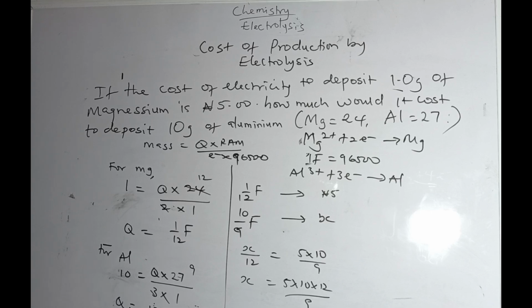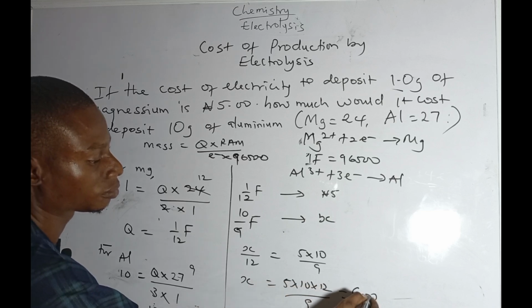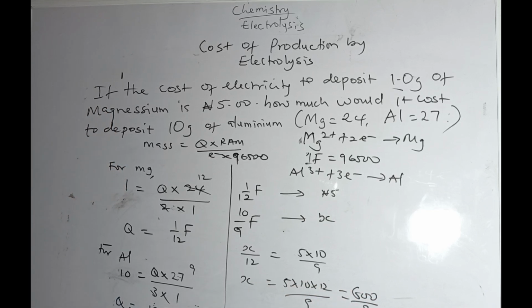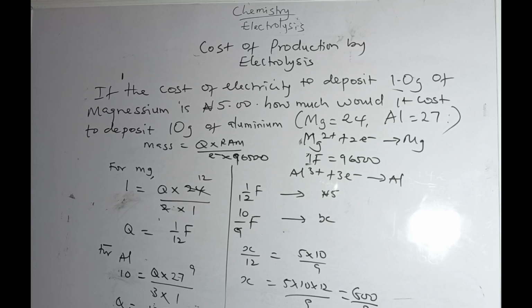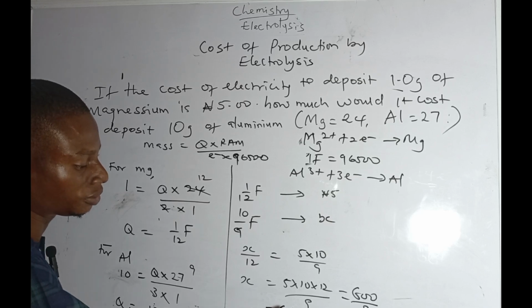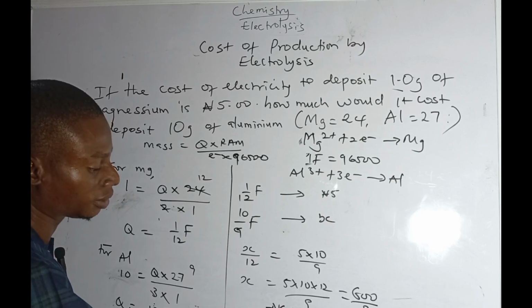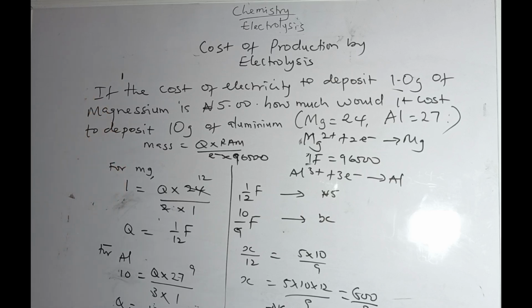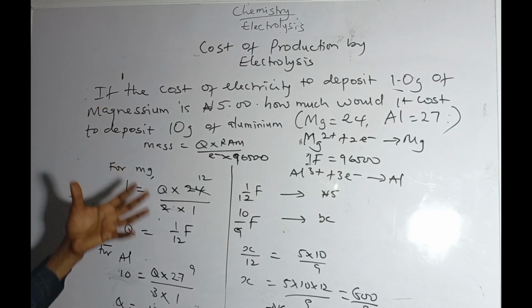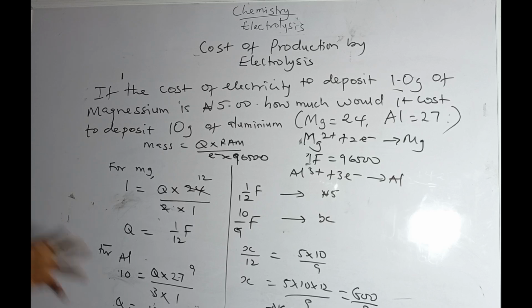So X now will be 5 times 10 times 12 over 9. Let's multiply and divide. 10 times 12, that's 600 over 9. Divided by 9, that's 66.67 naira. So that is the answer. So when you see this question in the exam, you find the Q of the first one, the Q of the second one, then you correlate like this. Thank you.